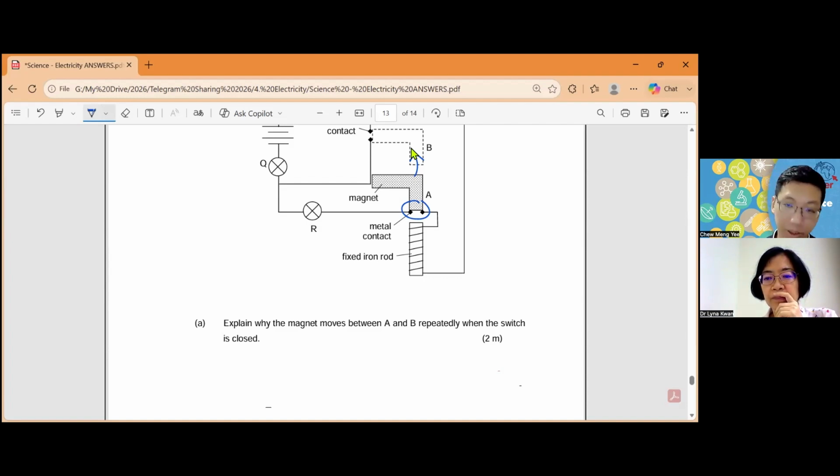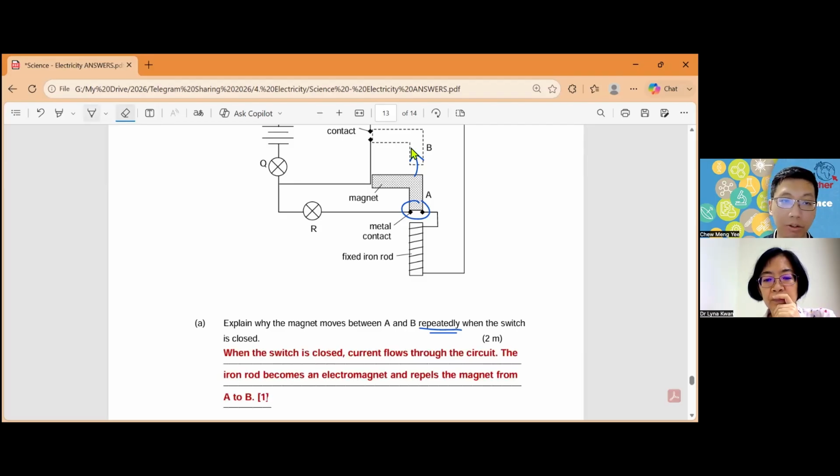Then it's no longer repelled. So it will fall back downwards and then close the circuit again. So that becomes a cycle. Okay? So you must mention that, because it's repeated, you must always mention that the process repeats itself, so that you know that it's a cycle.